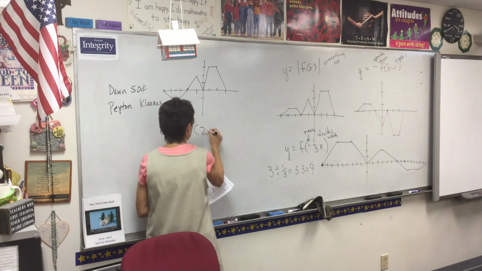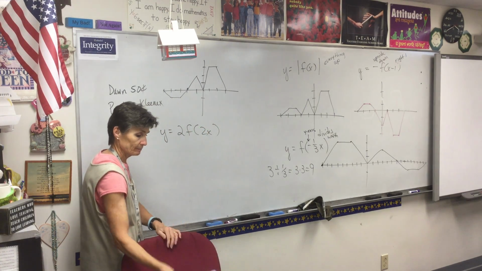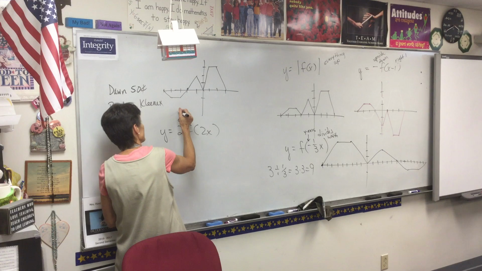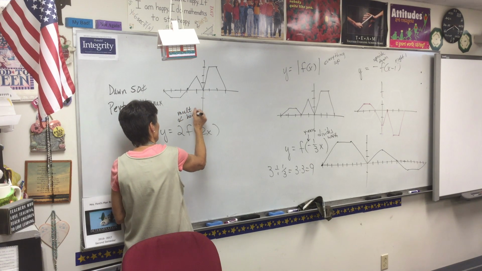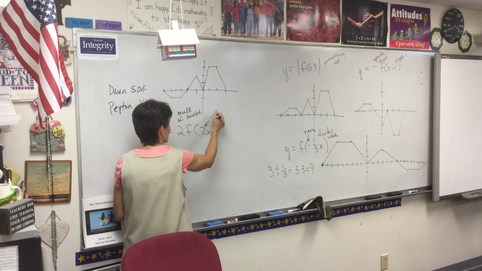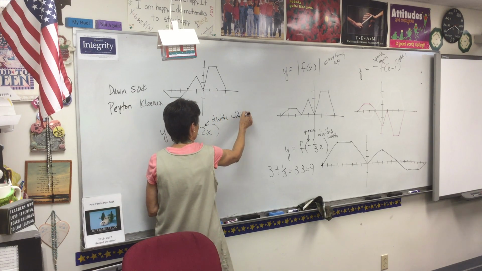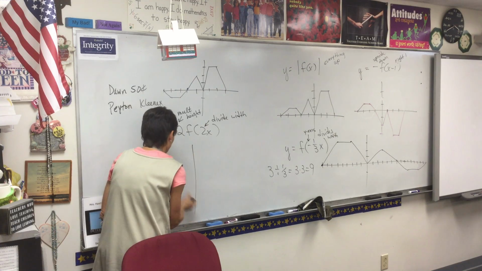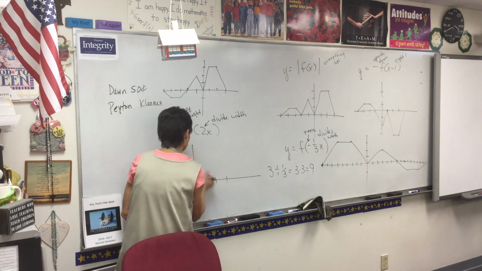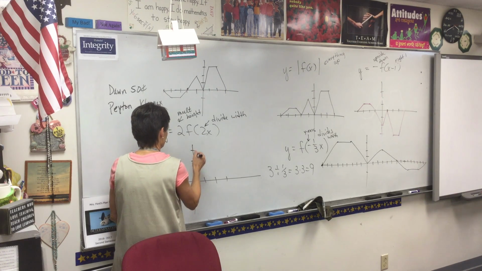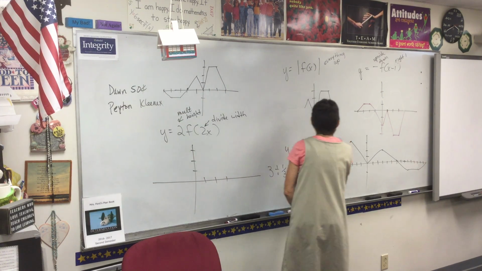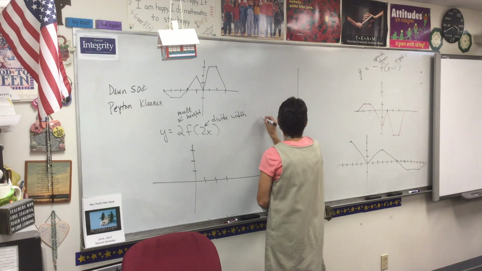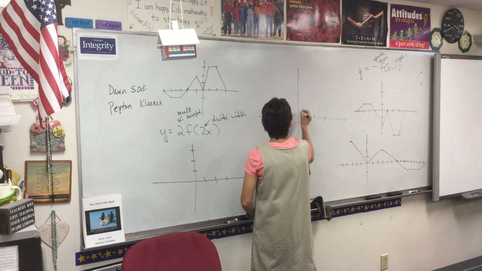So here we go. What's happening here with this very last one, letter E? What's this 2 doing right here? Multiplying the height. So this is going to make it twice as tall. And this is going to divide the width. So we're going to be twice as tall and half as wide. Twice as tall and half as wide.